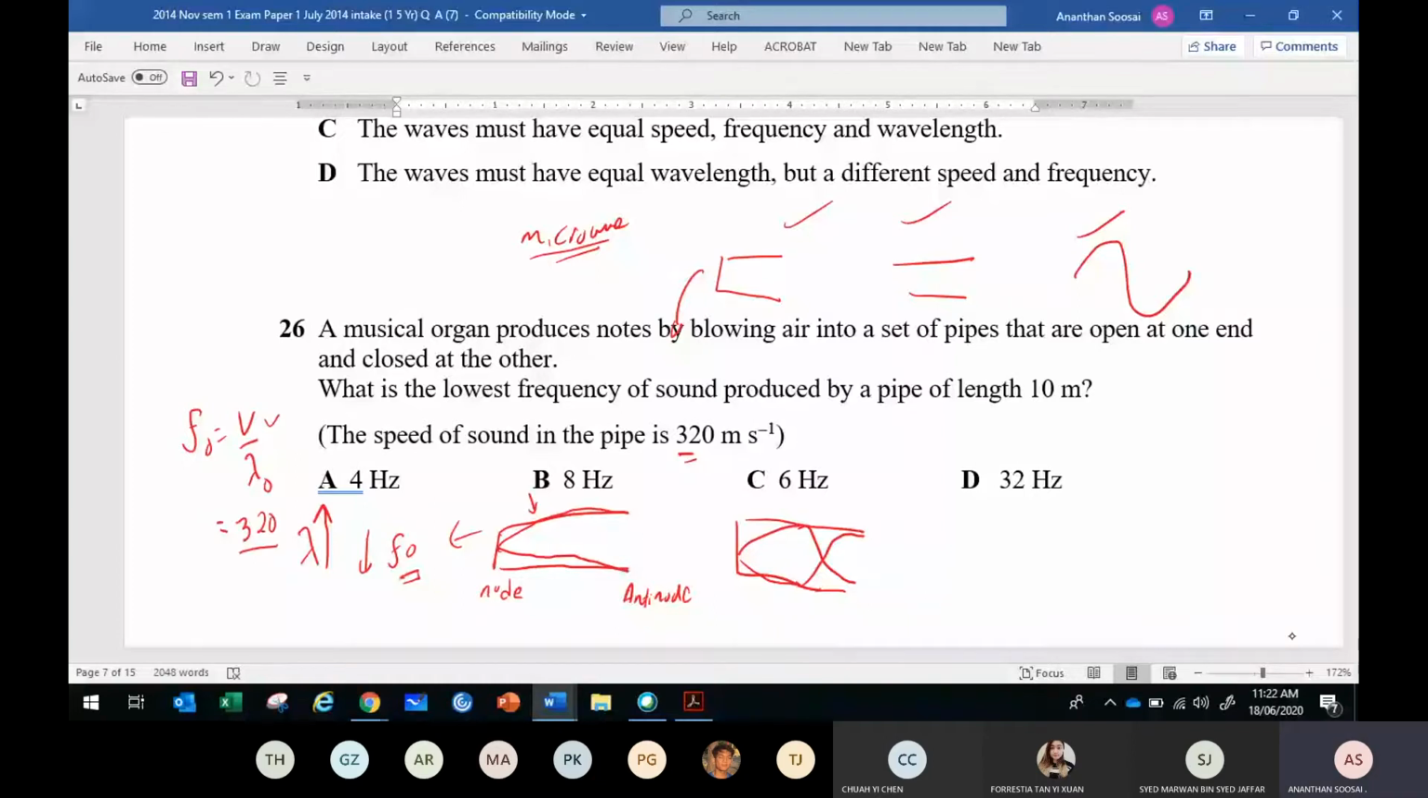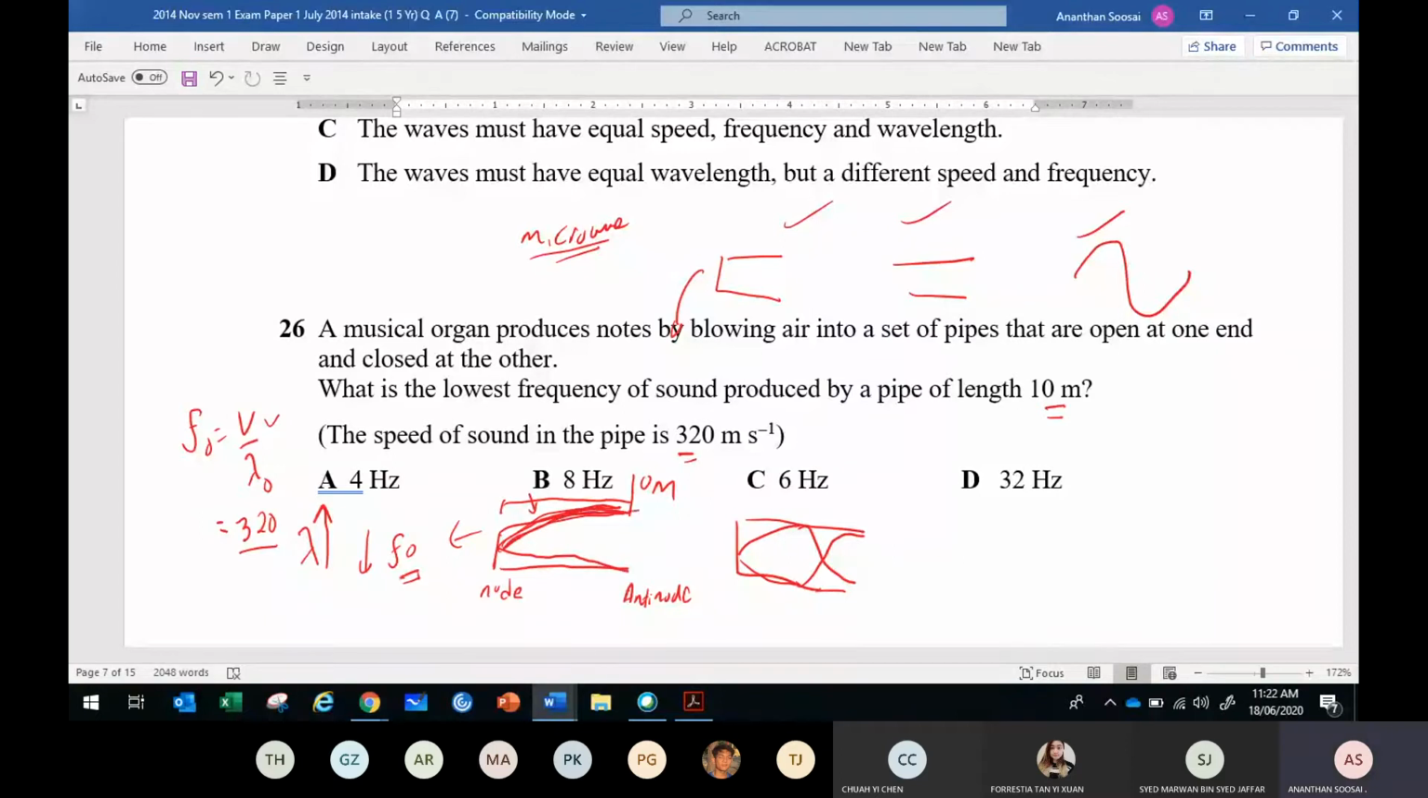Wavelength, you have to get it from the tube size, right? Let's say the tube is, what is the tube size here? Tube size is 10 meter. So tube size is 10 meter means how many wavelength is this? This is the quarter wavelength, right?